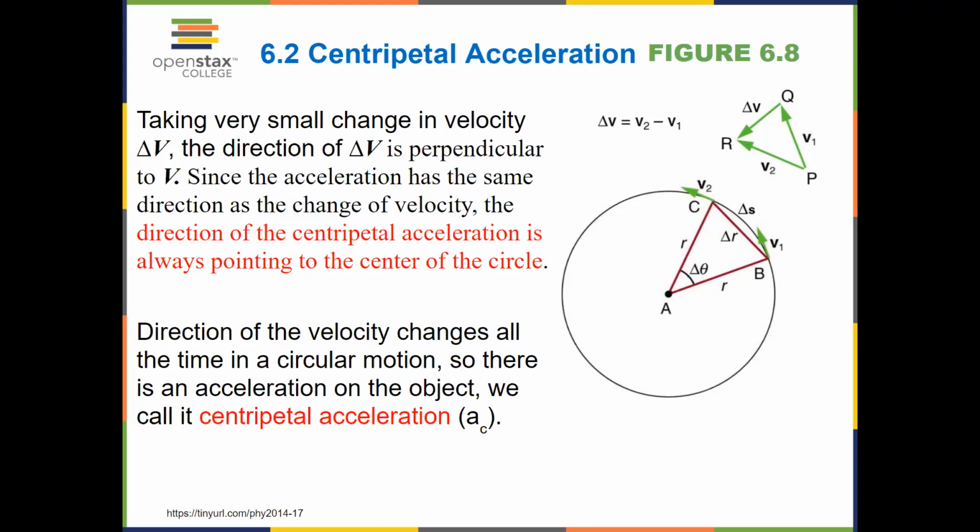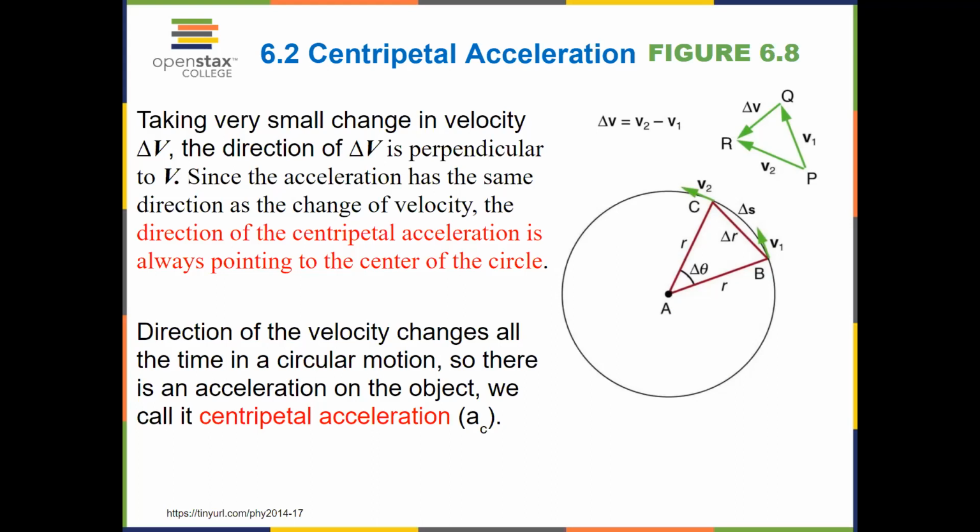So for two triangles, if they have the same angles here and here, and this side is equal to that side, and that side is equal to that side, they are similar triangles. They have the same angles. So for similar triangles, you can write the relationship of this delta V over this V1 or V2, because they are the same, that should be equal to delta R over R.